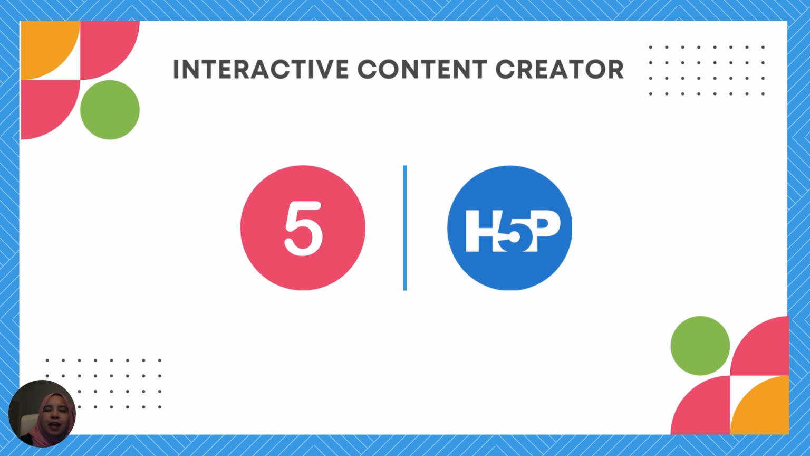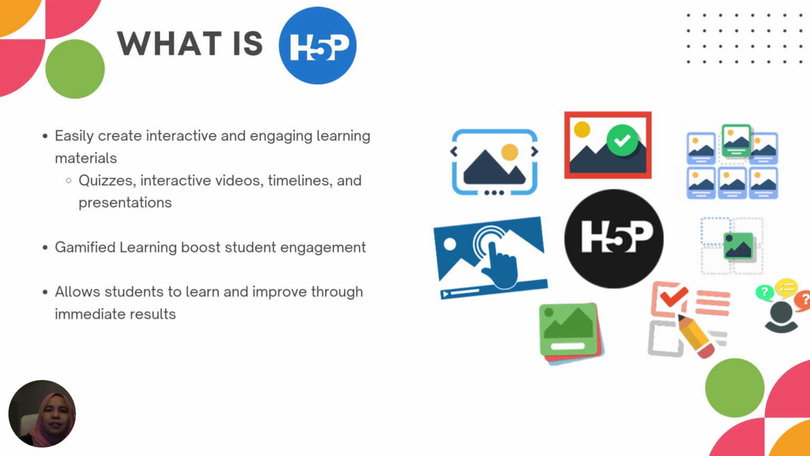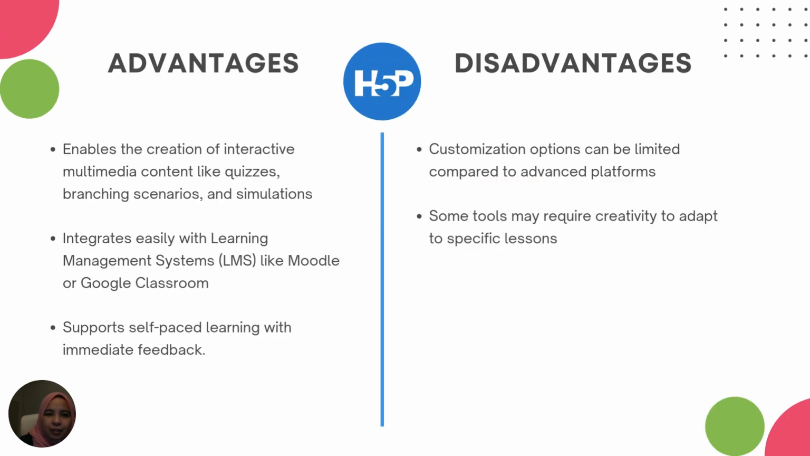Okay, the last app or tool is H5P. So H5P is kind of like Wordwall, but it offers some additional things as well. For example, it offers interactive videos. So this is my favorite. Okay, gamified learning boosts student engagement. It also allows students to learn and improve through immediate results. So students get immediate feedback. So this is kind of like student-centered learning.